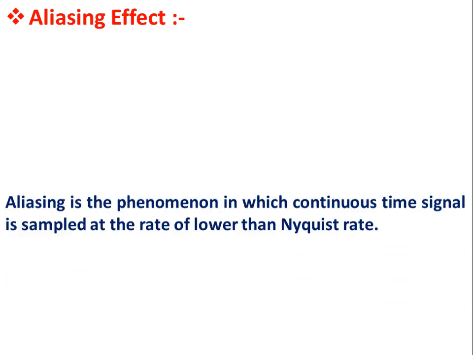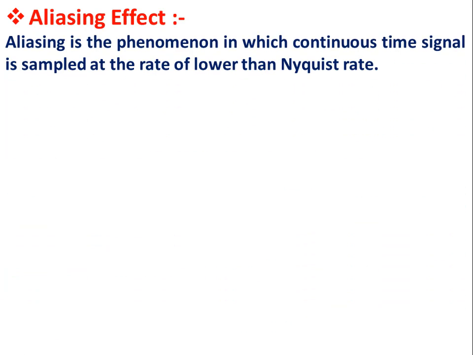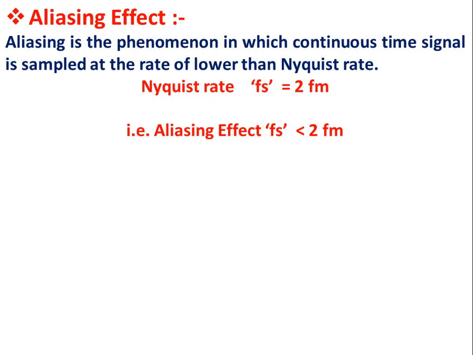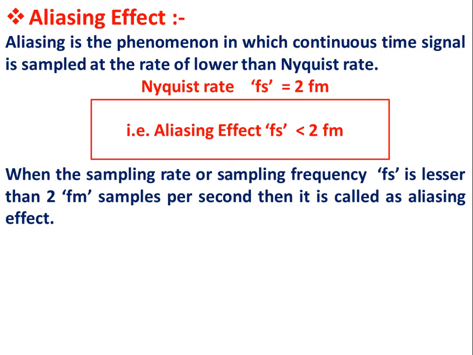Next, move on to the other term, called the aliasing effect. Aliasing is the phenomenon in which a continuous time signal is sampled at a rate lower than the Nyquist rate. If the Nyquist rate Fs is equal to 2 into Fm, then in the aliasing effect Fs will be less than 2 into Fm. So we can say that when the sampling frequency Fs is lesser than 2 Fm samples per second, it is called the aliasing effect.